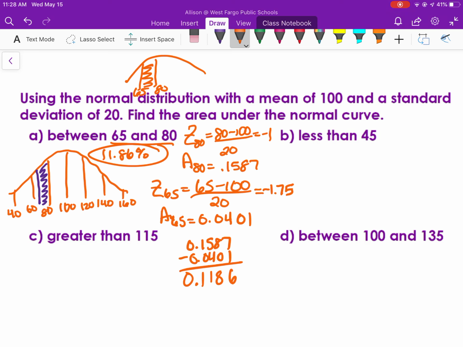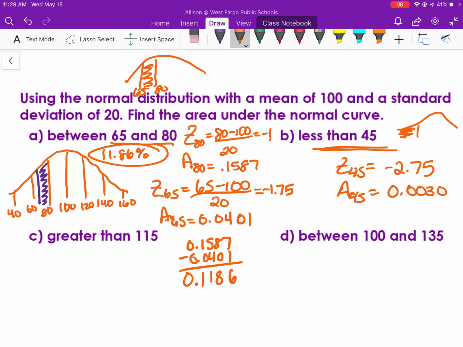Less than is the standard z-score table because it always gives you the area to the left. So whatever you get for the z-score for 45 is negative 2.75. So the area that you get when you do the z-score of that, you get 0.0030. So 45 is way to the left of the average there because the average is 100. So this is 0.3% of the data is less than 45. So that's the answer that you get.